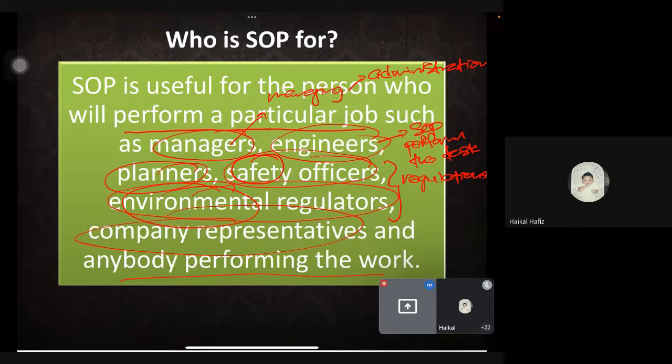For company representatives, this is for example like assessment 1, the exhibition. Let's say you want to exhibit the product or the process or the manufacturing process in your company, then the company representative will require the SOP so that they can explain it to the client. All right, so SOP can be for anyone in the workplace.